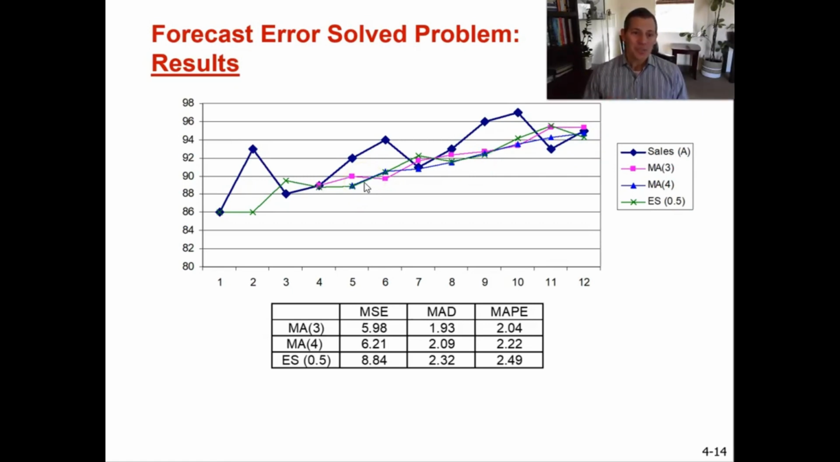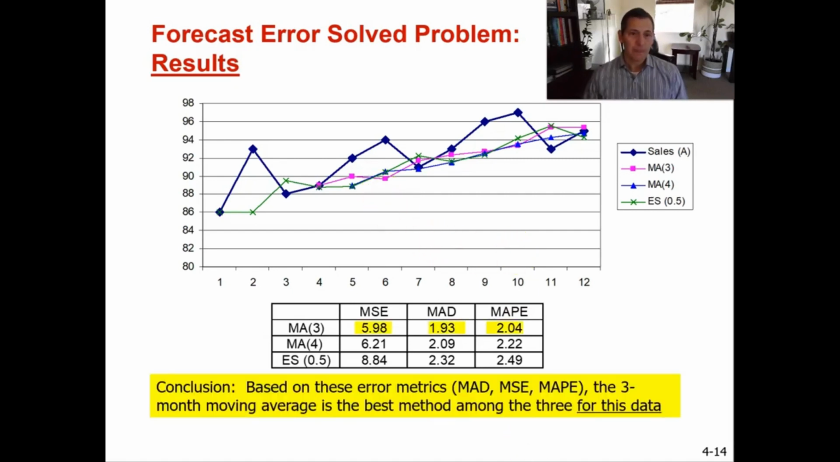But we've calculated out the mean absolute deviation, the mean squared error, and the mean absolute percentage error for each of them. So we know by looking at the data that the 3-period moving average has the lowest forecasting error in all three measures, so the 3-month moving average is the best forecast given the data that we have and the 3 forecasts that we used. We know that quantitatively because we calculated it out. If you look at the chart, it's hard to tell.